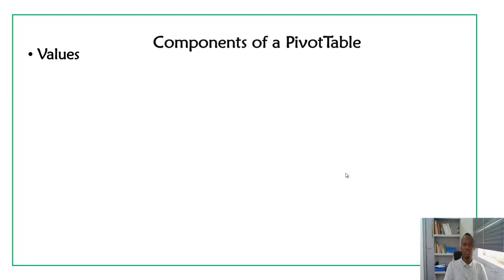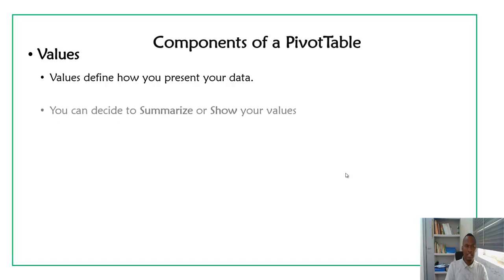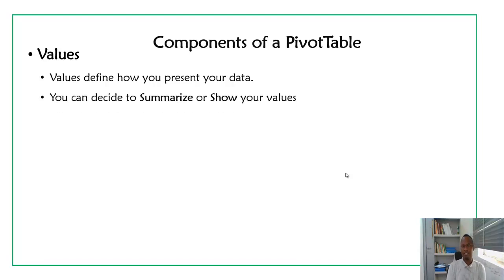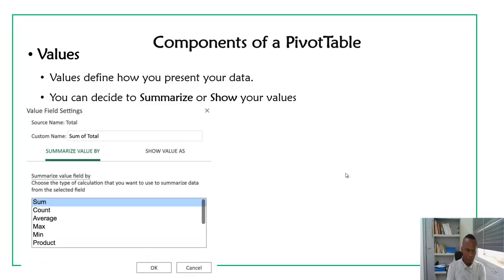Every pivot table also makes use of what we call values. Values define how you present your data. Now you can decide to summarize your data, or you may decide to show your values. Now let's see the difference between summarizing or showing your values. You can decide that for the data you have in a particular column, you want to use sum to summarize it. That is, you want to provide a summation of all the data you have in a particular column.